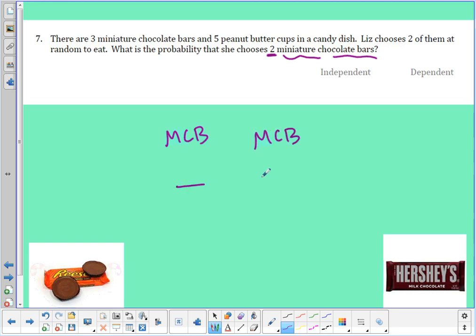Okay, that's 2 events. Then the next thing we have to figure out is what is the probability of each of those events? Well, there's 3 miniature chocolate bars and 5 peanut butter cups. So that's 8 total. 3 miniature chocolate bars would be my success, so I have 3 out of 8 the first time. Now, we assume that when she takes this miniature chocolate bar out of the candy dish, she's not putting it back. She's going to eat that candy. So that means our number of candies goes down to 7, and our number of miniature chocolate bars, because she's taking 1 out, is going to go down to 2.